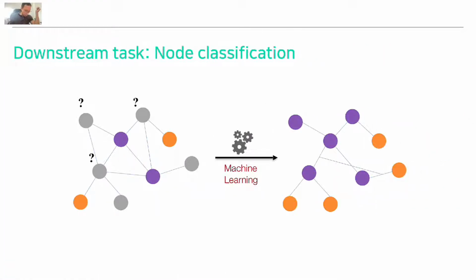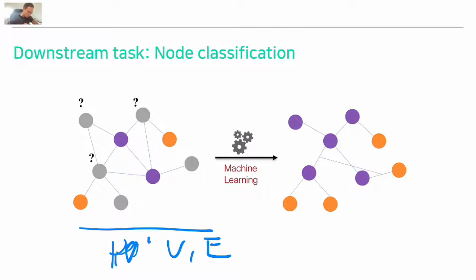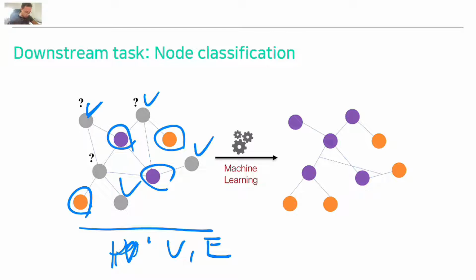So what is the downstream task in using the graph neural network? This is the most popular one. We give the input graph data. As I said in the beginning, all the V and E's are available before the learning. We try to predict the labels of the gray node, but we already know the other colored nodes, and try to predict their labels in the prediction stage, in the testing stage.